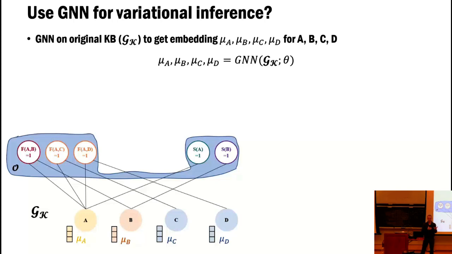So I don't have this square blow-up in the number of variables. I run graph neural nets on top of my knowledge base, so you only involve the entities and the observed relationships. Once you finish running the graph neural net, you learn some representation for each of these entities. You also learn some representation for each observed fact, but we will mainly use this.